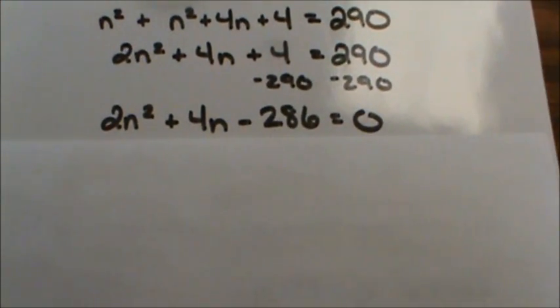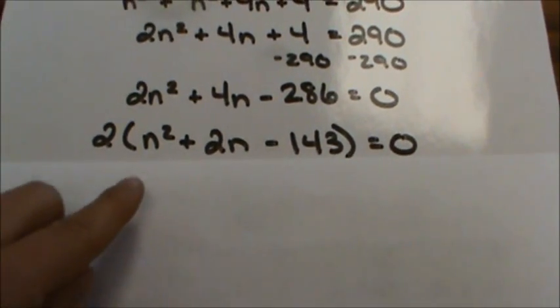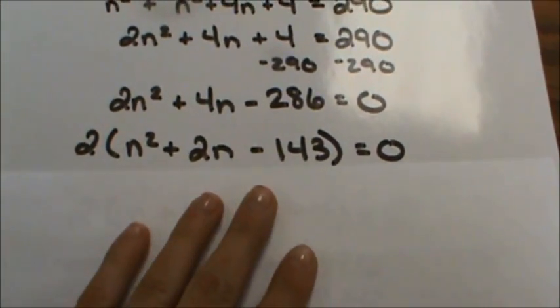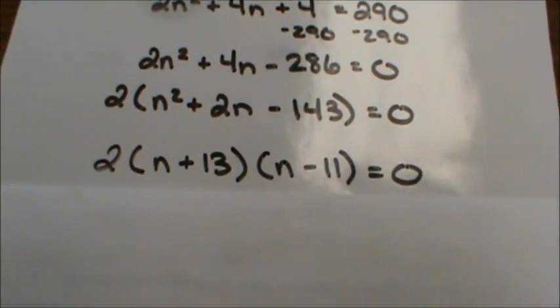These all have a common factor. The greatest monomial factor here is 2. So I factored that out. What's left over inside of these parentheses can now be factored. What two numbers multiply to be negative 143 and add to be 2? We're looking for 13 and negative 11.